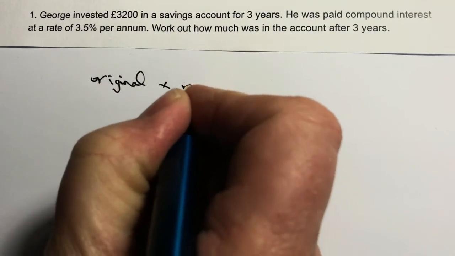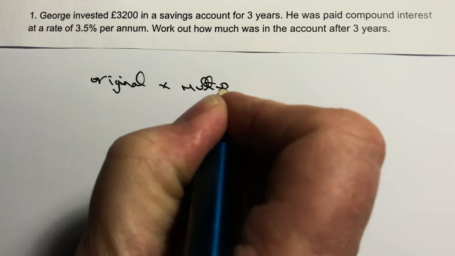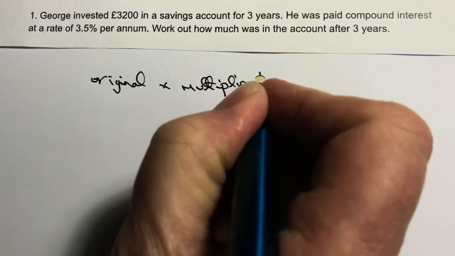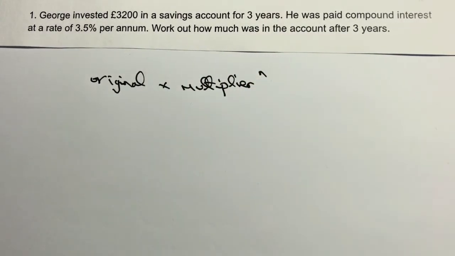Okay, so with the formula what we basically say is that it's original times the multiplier to the value of n, and that's a very standard formula. The way that you see the formula, that's the way it'll be written. Okay, so let's just start filling that out a little bit.